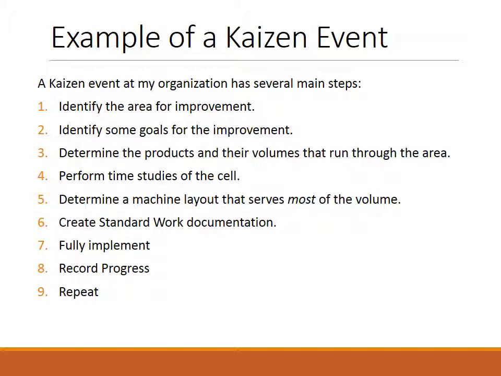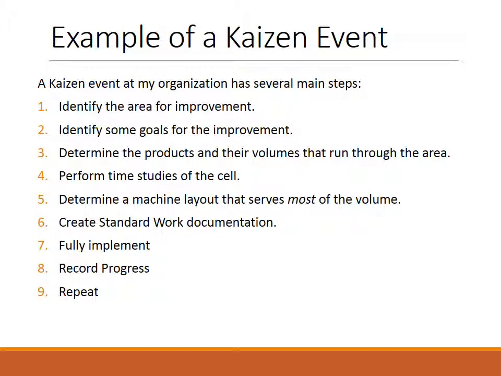So a Kaizen event at my organization has several main steps. You have to start with identifying the area for improvement. A lot of times production floors ship thousands of parts a day from multiple product lines. You have to zero in on a specific area for improvement to start the process. You then have to identify some goals for the improvement. These can be as simple as a 30% increase in output or become even more complex than that.